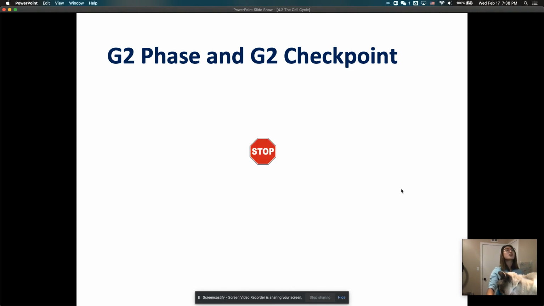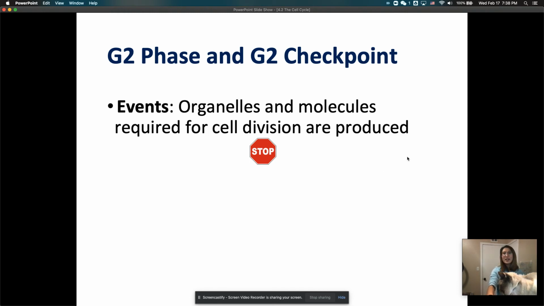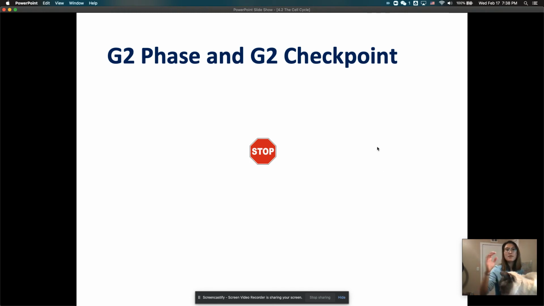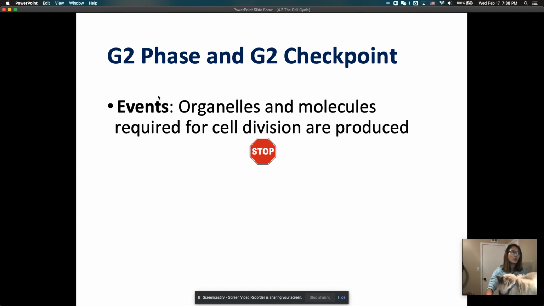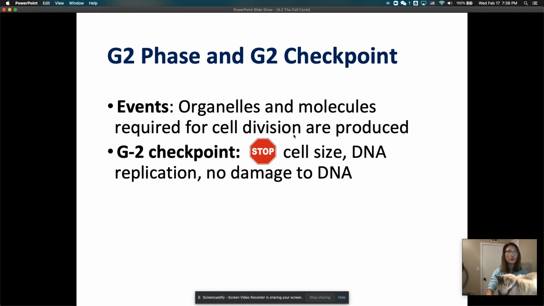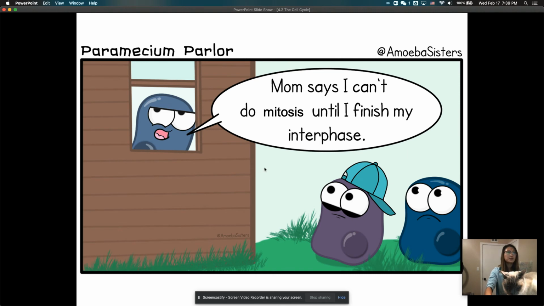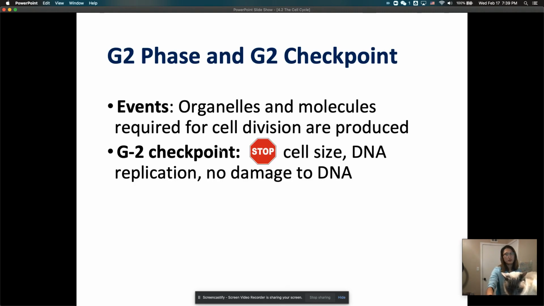Moving on, we're on to G2. We're almost done. G2 is kind of our last line of defense, right? Our M phase, G1, S, G2, M. M is cell division. So before we get into cell division, we basically just got to check everything one more time to make sure we're good to go, right? So what do we check for? Organelles, molecules required for cell division are produced. We check to make sure that the cell is big enough, that the DNA replication is done correctly, there's no damage to the DNA itself. Okay, so you're welcome to pause and write this down.